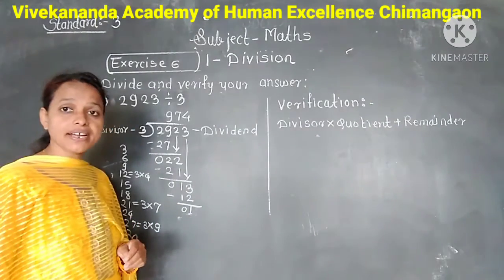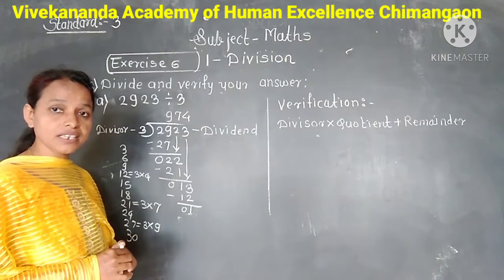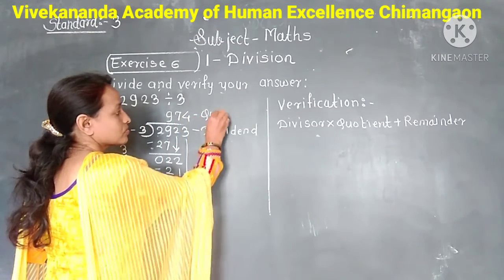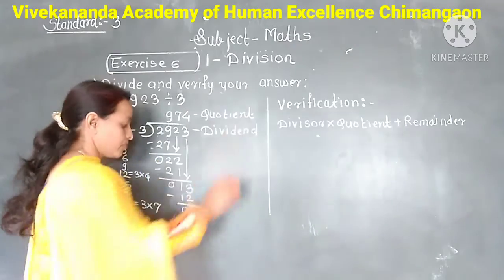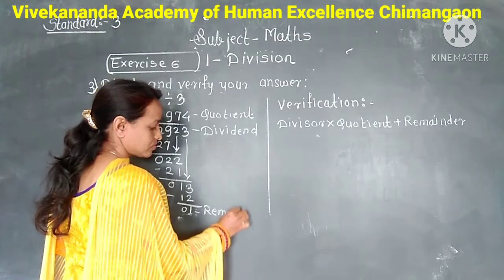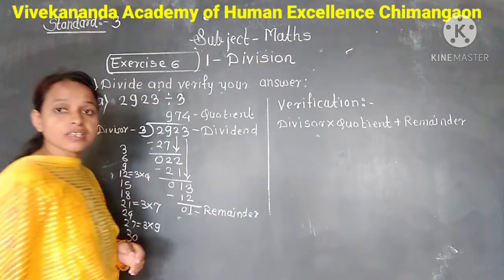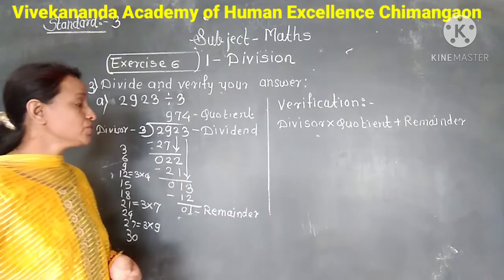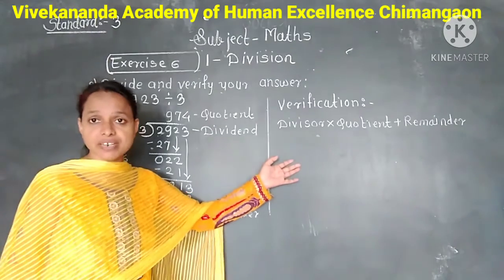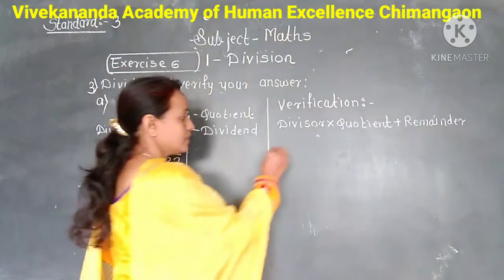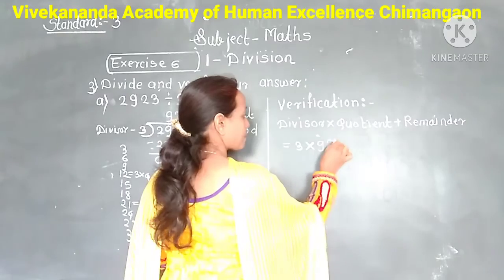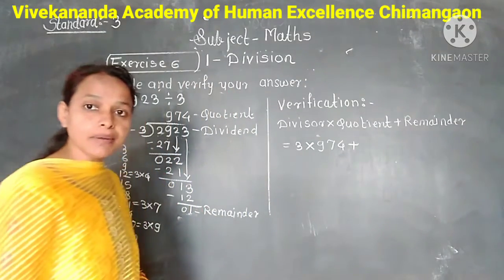So see student, here we divide 2923 by 3. We get 974 as a quotient. And 1 as a remainder. Now here divisor is 3, quotient is 974 and remainder is 1. Now we put this value to verify our answer. Divisor 3, quotient 974 and remainder 1.